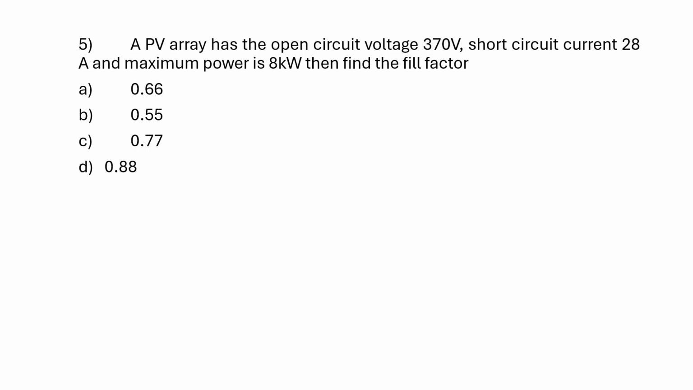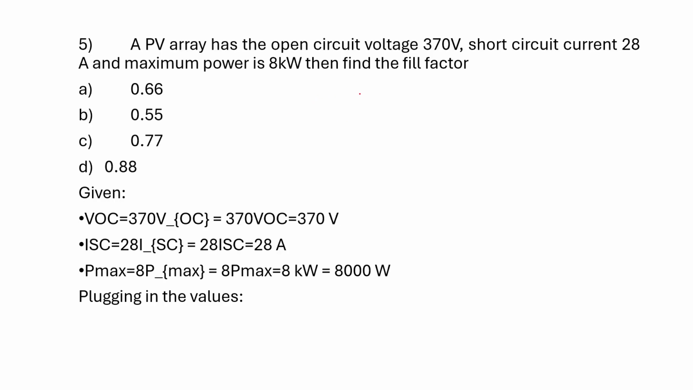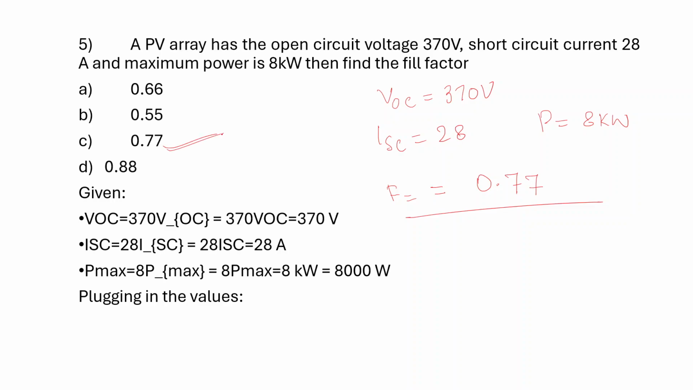C. Yes. Okay, so here VOC is 370 volts, ISC is 28, and maximum power is 8 kilowatts. If you put all these in the equation, you will get the fill factor. It will come out to be 0.77. So option C is the correct one.